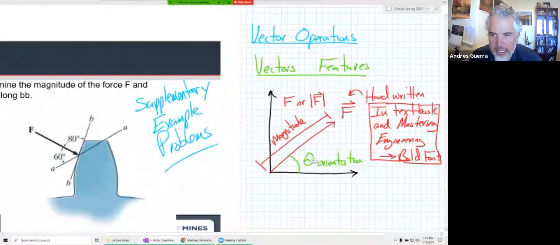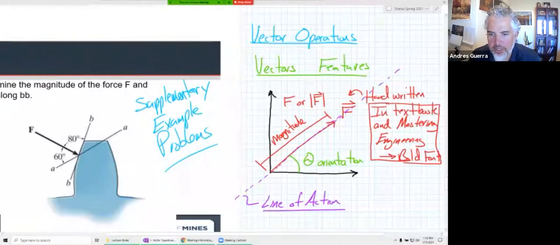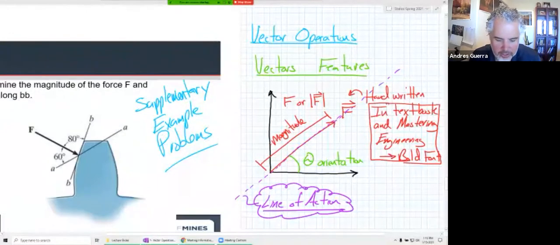Another really key thing, especially for us in statics: I'm going to draw a dashed line that goes through the vector and continues infinitely in both directions. This is what's called the line of action. That line of action is going to be key for us all semester. It's a really big deal, and we're going to continue using it a lot this semester.